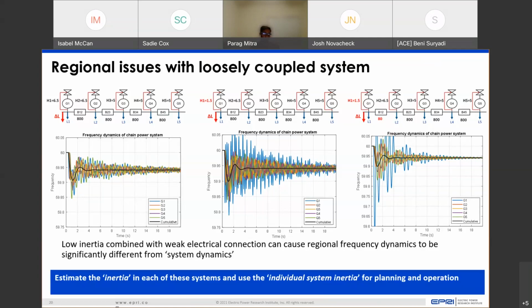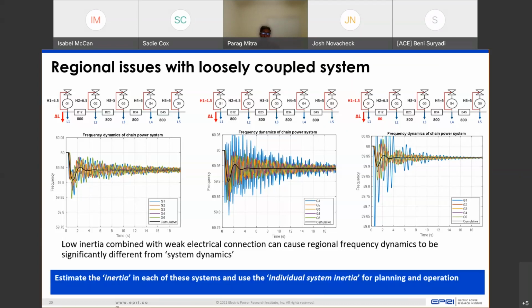The blue curve that you see in this plot is the frequency of that particular system. And you can see that the frequency of that particular system oscillates wildly and is quite different from what the black plot shows you, right? So now you might start having frequency problems in your system that the black plot might not show. So what we can conclude from here is that the system inertia right now is not giving you a good measure of the kind of problems you might see in your system.